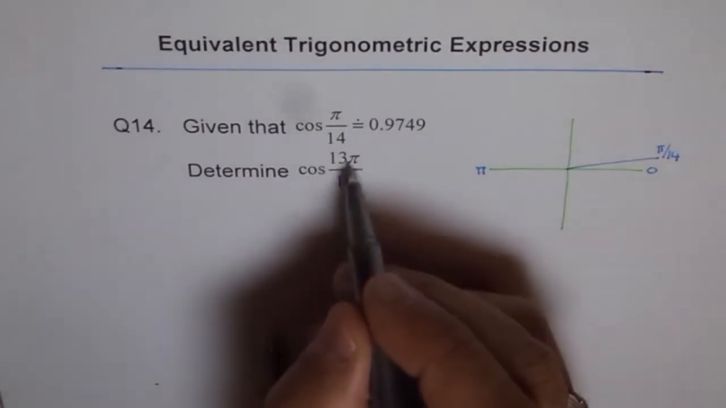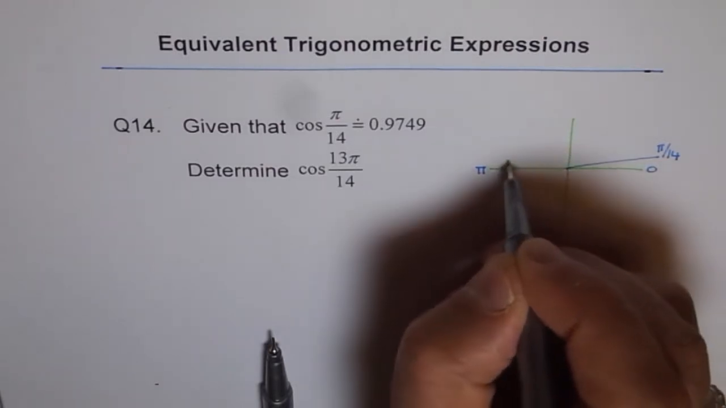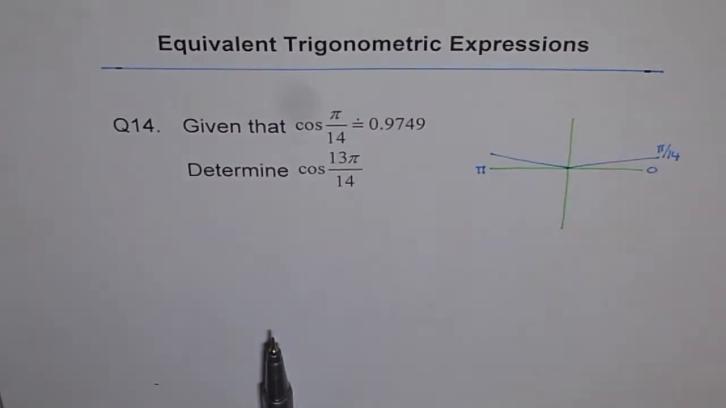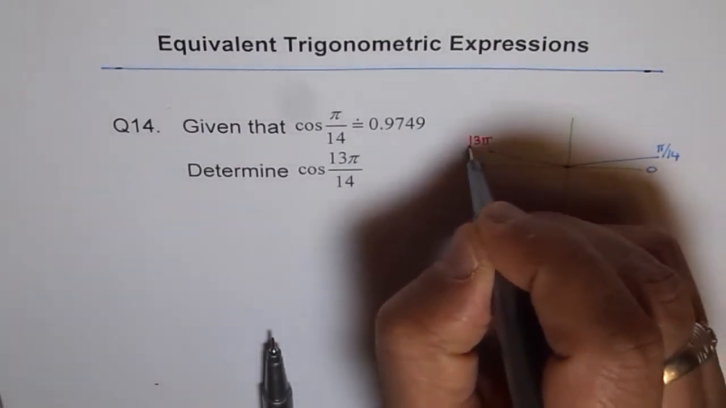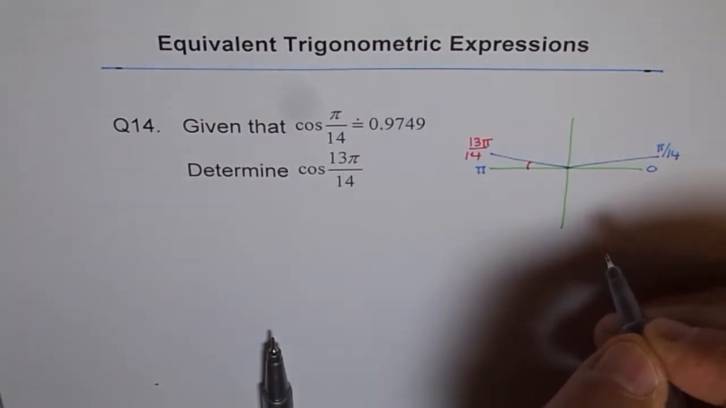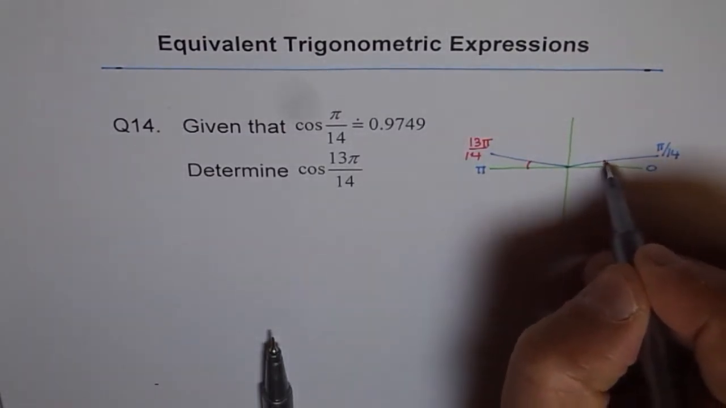Now when we say 13 pi by 14, that means that is 1 less than 14 pi by 14. Do you understand? 1 less. So that is this angle. Correct? So here, this one is 13 pi by 14, right? So what is the acute angle? The acute angle here is pi by 14. Do you see? This angle and this angle, they are equal.